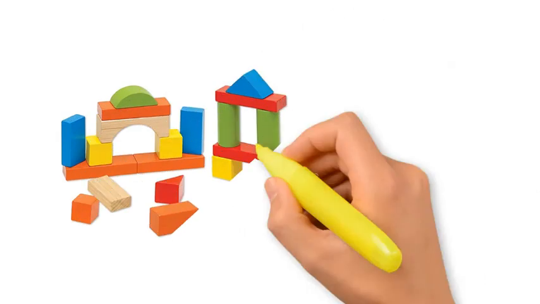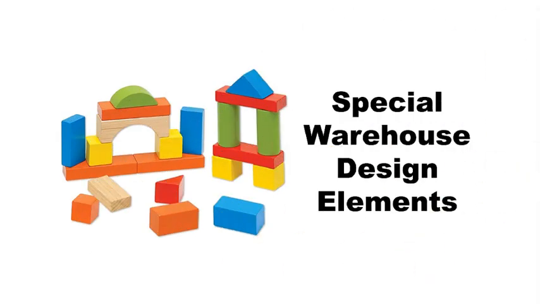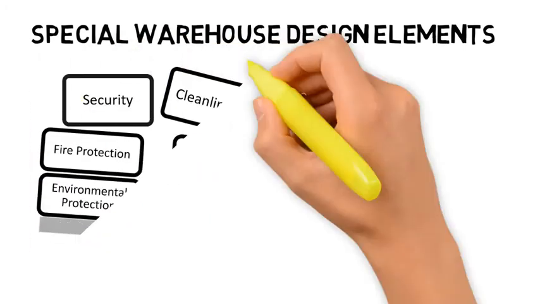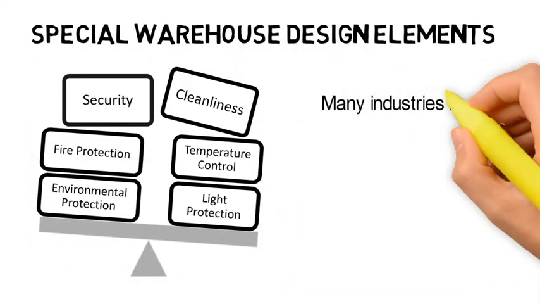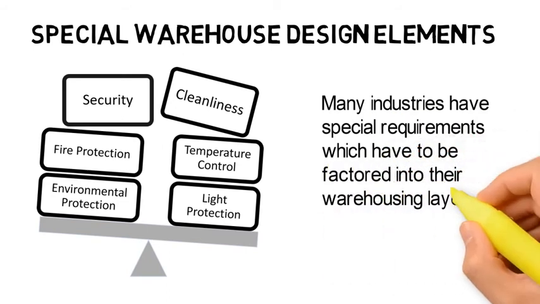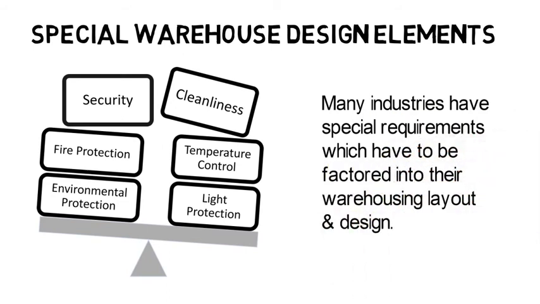That concludes the section on basic warehouse design elements. Now let's look at some of the special warehouse design elements. Many industries have special requirements which have to be factored into their warehousing layout and design. This includes stringent security, fire protection, environmental protection, cleanliness, temperature control, and even light protection.